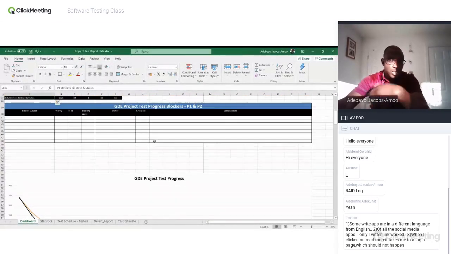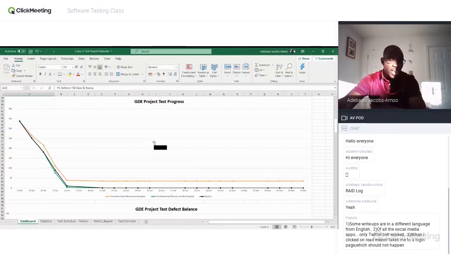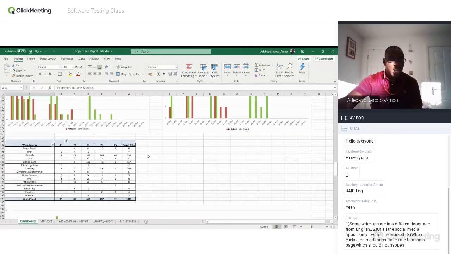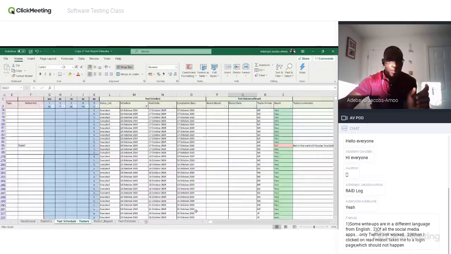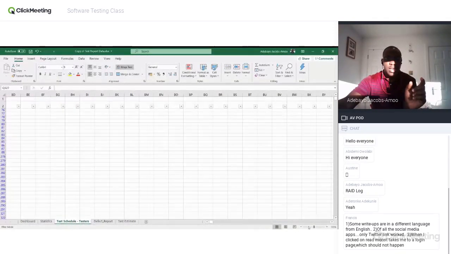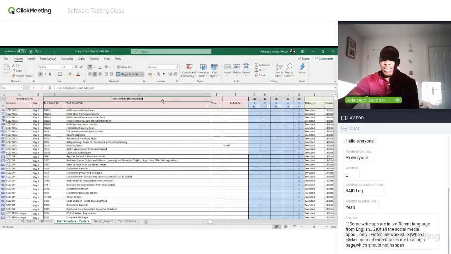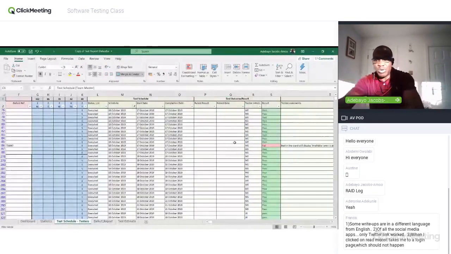You have the blockers there. Then you have the graph there and all sorts of different graphs. And then in here is the actual data. This is the actual data that gave me that report I've just shown you. Now, if you look in here, you see the test scenarios, each day that we run it, the reference and the title and all sorts, the schedule, the date, the results.